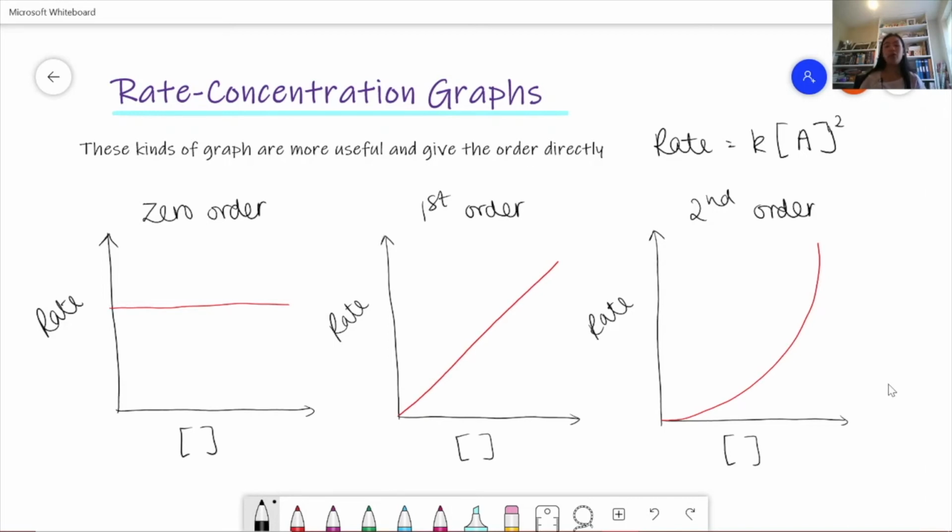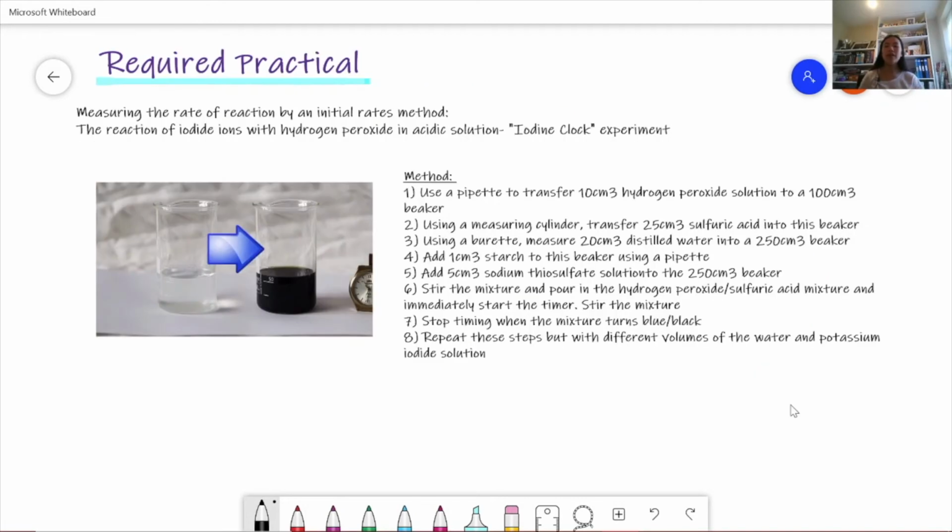And then a continuous rates method is when we do one experiment where the rate and concentration of a reagent is measured at several times during that one reaction. Now we're going to look at a required practical, and this is measuring the rate of reaction by an initial rates method. And so we're going to look at the reaction of iodide ions with hydrogen peroxide in acidic solution. And this is also known as the iodine clock experiment.